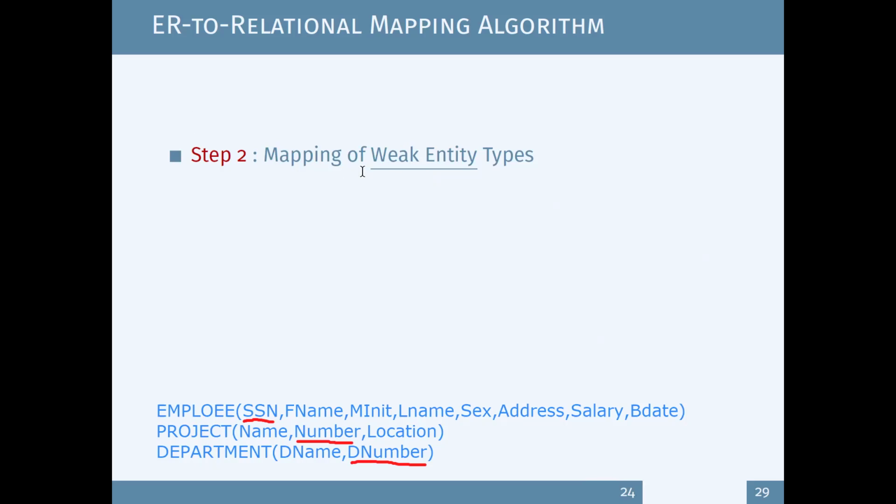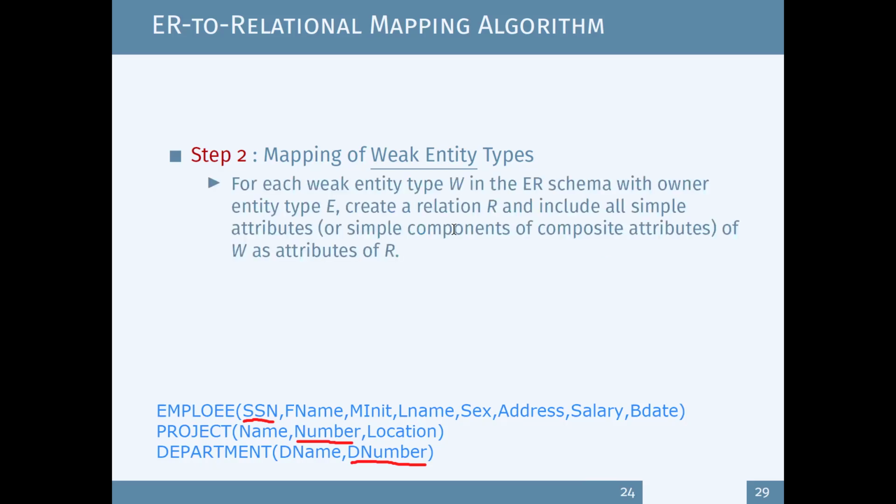Okay, look at the weak entities. So in weak entities, you have to be a bit careful. First part is easy, same as previous. So you say for each weak entity type, then you have to create a relation and you include all the simple attributes, right?